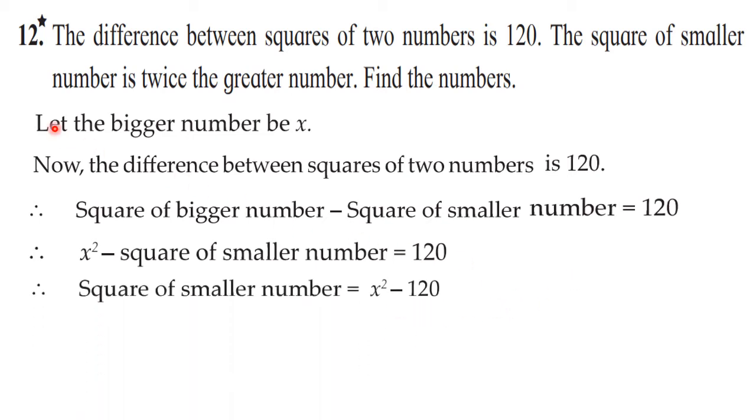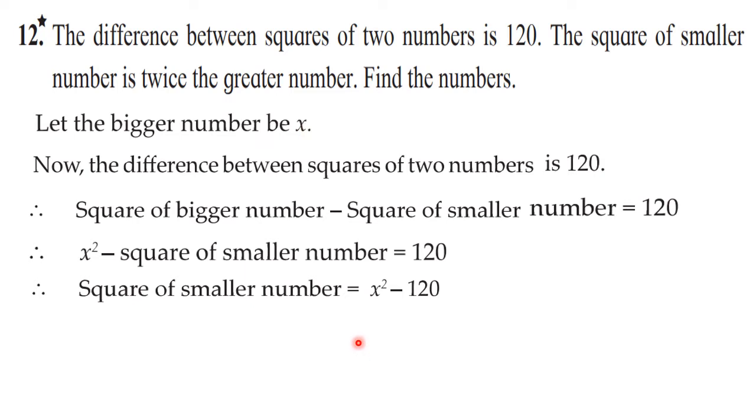Once again see, the bigger number we have taken as x. Now they have given us that the difference between the squares of two numbers is 120. That means the square of bigger number minus the square of smaller number is 120. So x square minus square of smaller number is 120, and from that we got the square of smaller number as x square minus 120. Now see, x square minus 120 means what? The square of smaller number is twice the greater number. That means 2x.